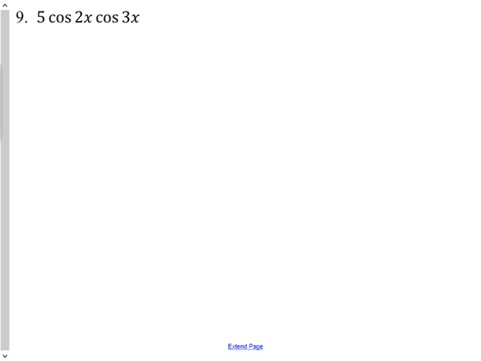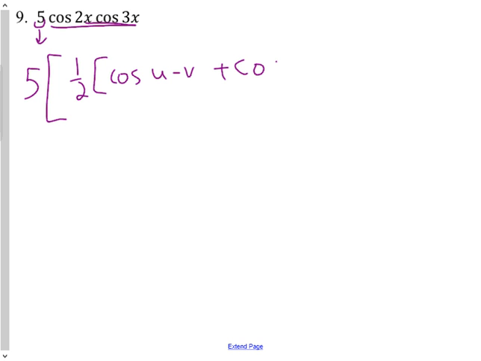Next, 5 cosine of 2x, cosine of 3x. Now, don't get thrown off by the 5. We're still looking for what matches this pattern, and then we're just going to distribute the 5 in the end. So this is going to be 5 parentheses, and the double cosine matches this, half cosine of u minus v plus cosine of u plus v, and then just filling it in, 2x, 3x, 2x, 3x.